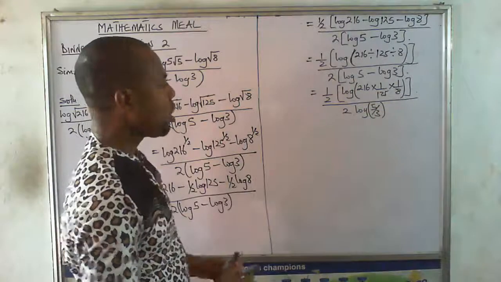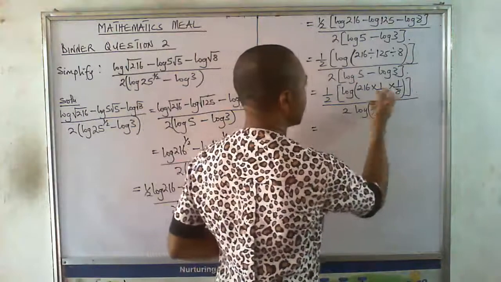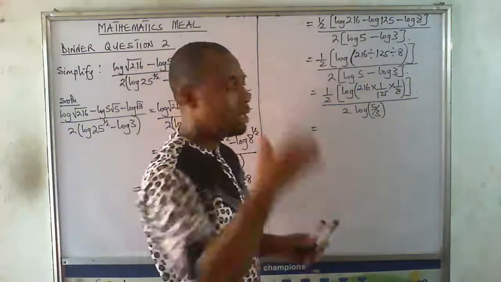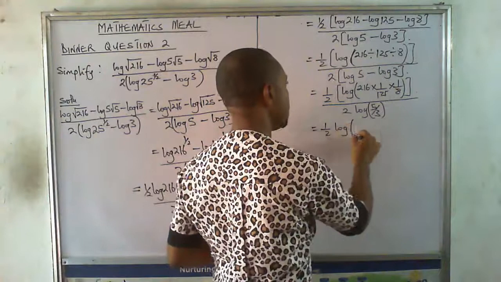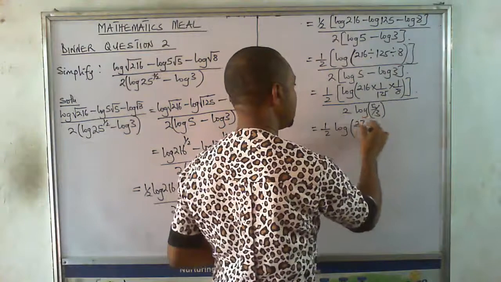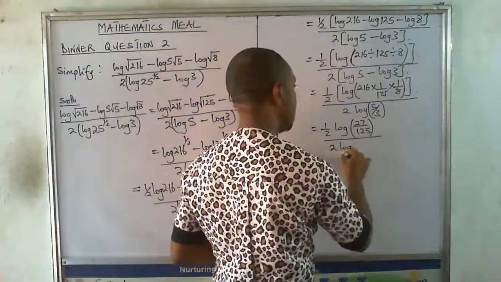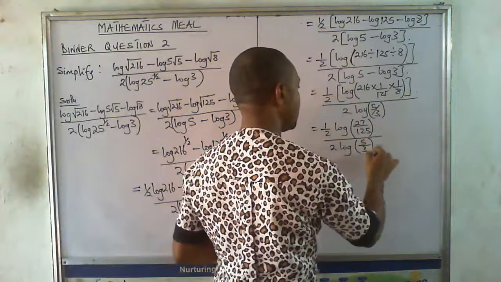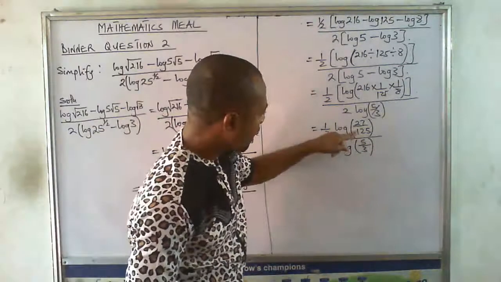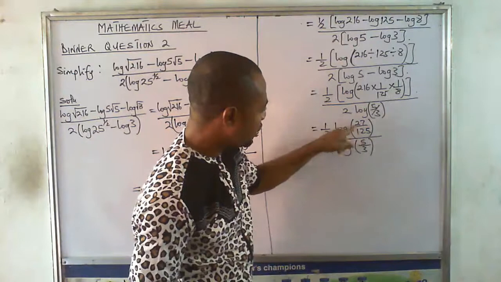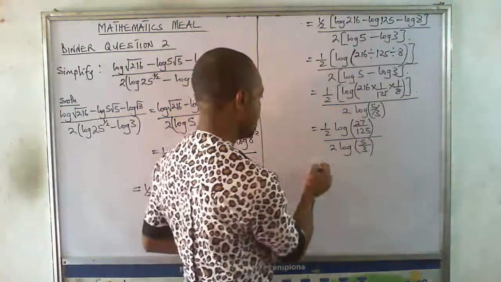So we move again. This will give us, 8 can divide 216, that will give me 27. So I'm going to have 1 over 2 log. The numerator now becomes 27 all upon 125, divided by 2 log 5 over 3. Okay? Now, if I look at this, I have 125, I have 27, so I can actually express this in the form of 3 over 5 or 5 over 3. So let's see if we can handle that.